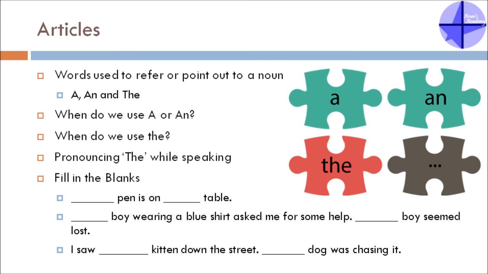And the last one. I saw dash kitten down the street. Dash dog was chasing it. So it's not my kitten. So, I saw a kitten down the street. A dog was chasing it. If it was my dog, or there's only one dog and you know which dog it is, or only one kitten and you know which kitten it is, then it would have been okay to use "the". But right now, since we do not know, say: I saw a kitten down the street. A dog was chasing it. Very good. And with that, we come to the end of articles.